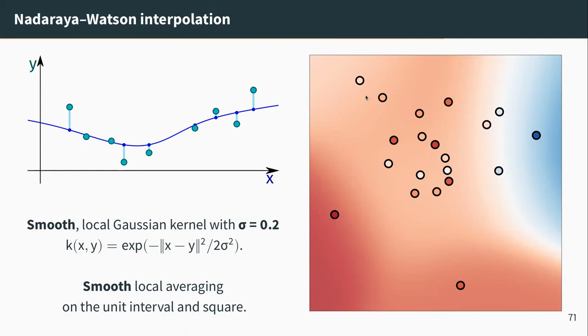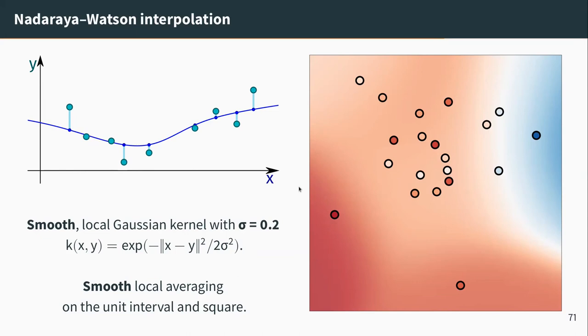So in my interpolation, you get smoothness like a Gaussian function of deviation sigma equals 0.2. We get smooth local averaging on the unit interval and square. Here you see that 0.2 is like the distance between those two points. So even for this value of x, you undershoot because you are influenced by your neighbors.